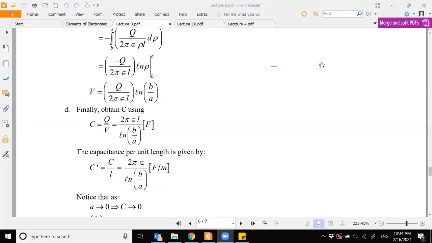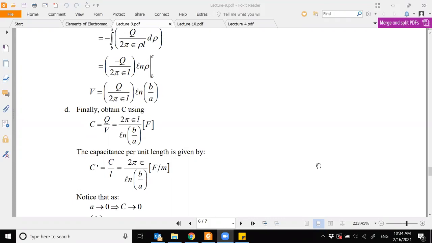And have you guys done the second experiment? Yes, the lab. Yes, we have. Yes, we did that. Yes, you did the second experiment. So now you appreciate that this is the capacitance value that you used in that experiment number 2.